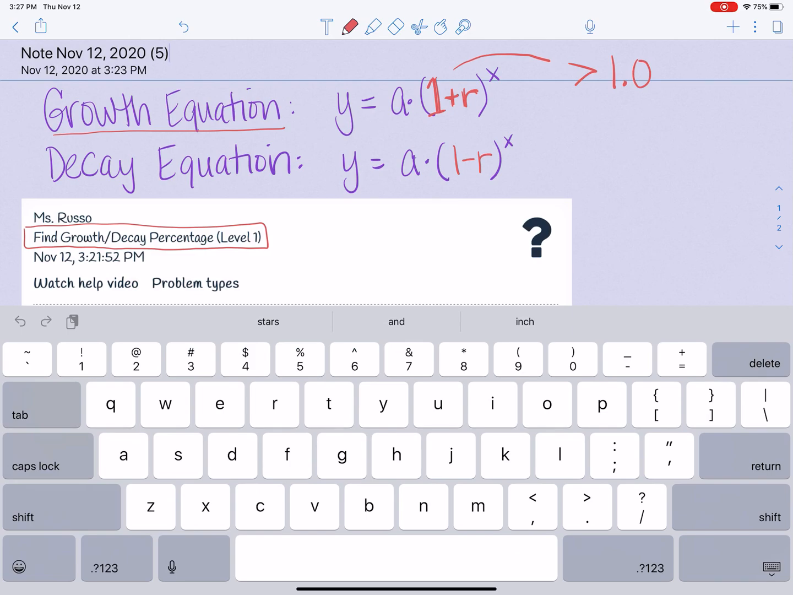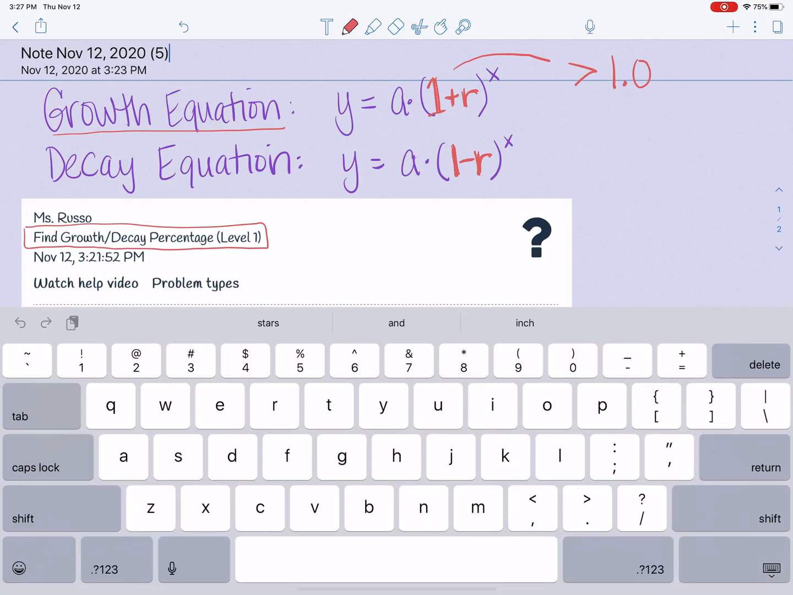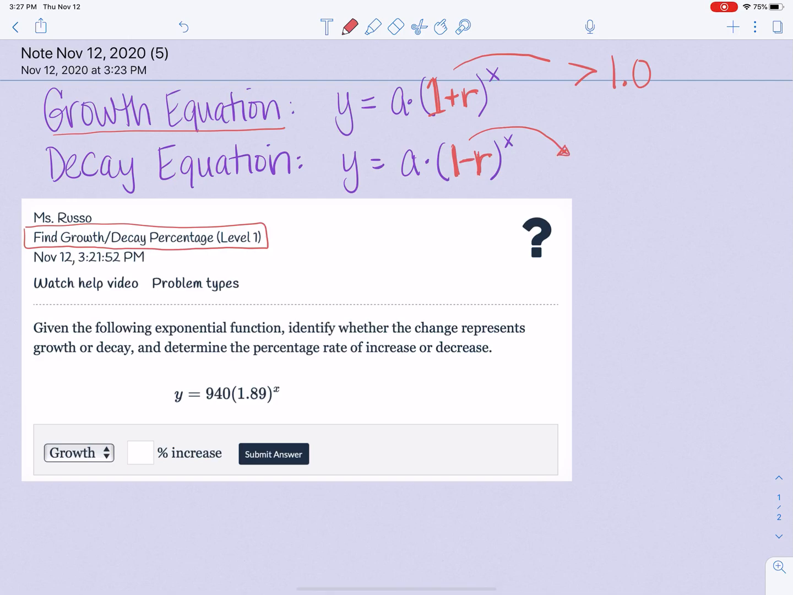Now, in a decay equation, we have A times 1, our population, minus the rate, because remember, it is getting smaller. Now, if we take a 1 and we subtract the rate, then we know that our answer here is always going to be less than 1. It is going to be less than 1 because we are starting with 1 and we're taking something away from it. It does not matter how small what we're taking away is. It will always be less than 1.